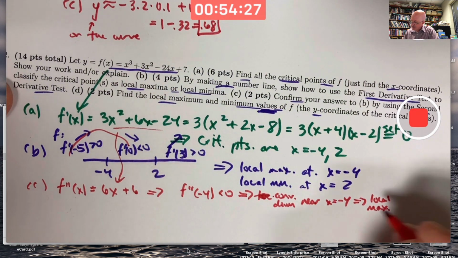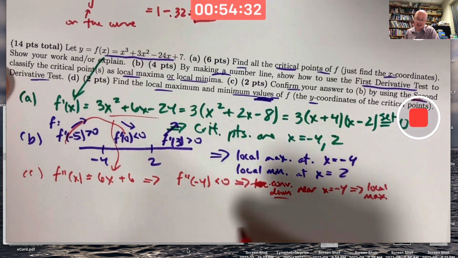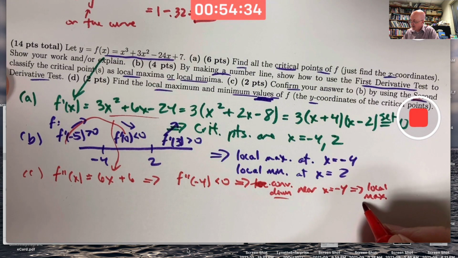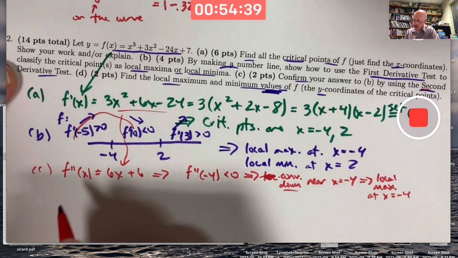It's good to think about the extra step of thinking about it being concave down, because it's easy to get confused, and because this is negative you think it's going to be a local min, but no. It is a local max at x equals negative 4 because the graph is concave down.